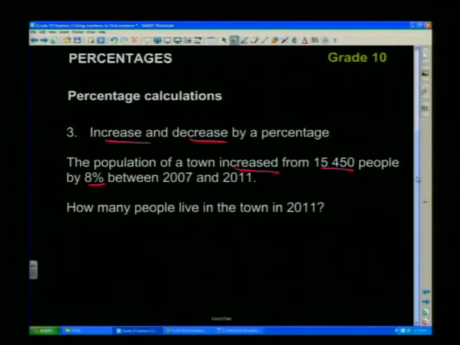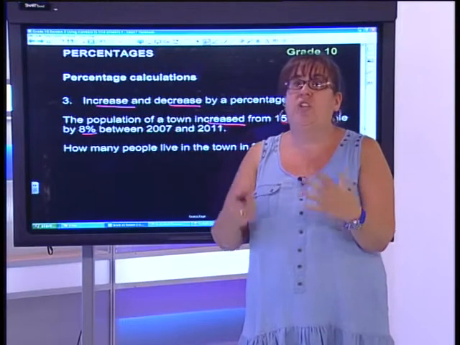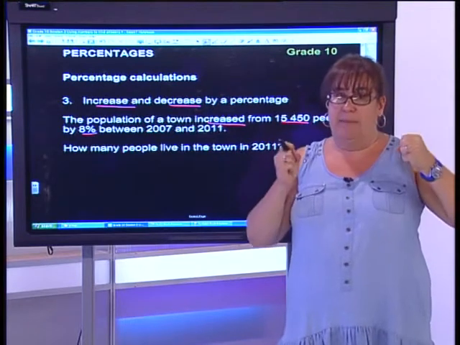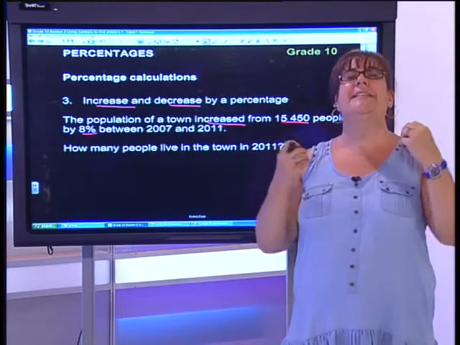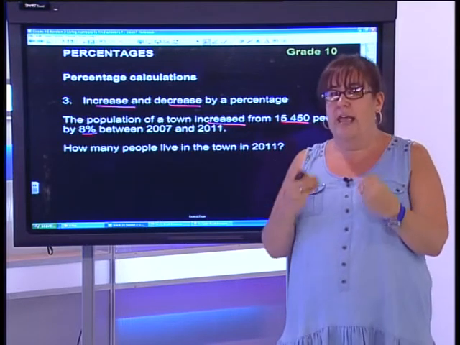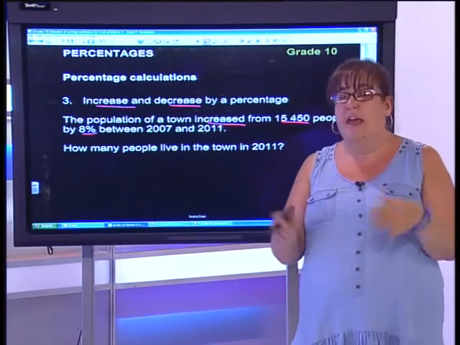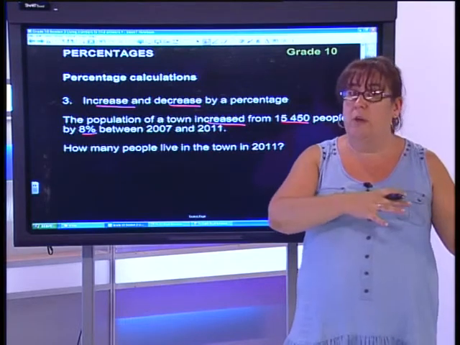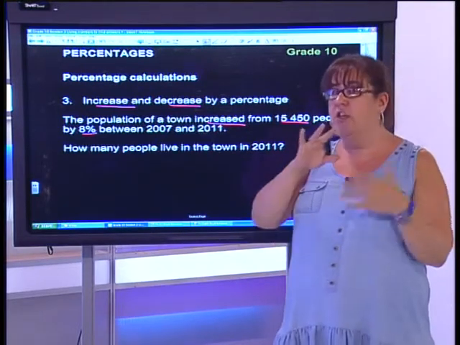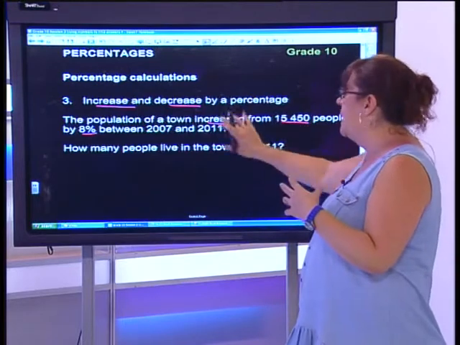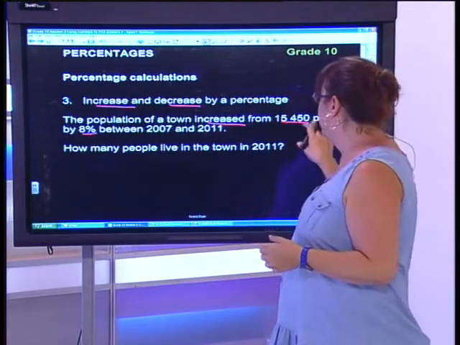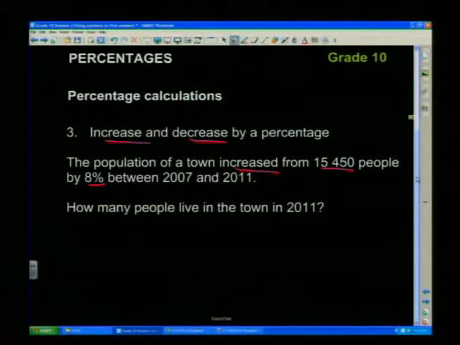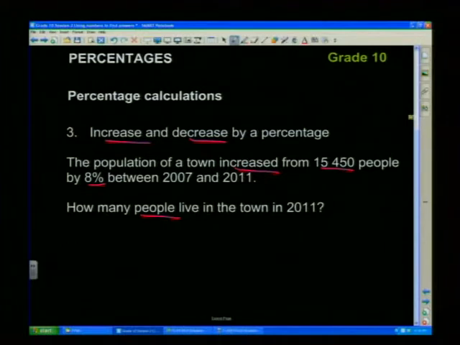Now guys, you'll see when I'm going through the notes that I'm underlining numbers. It's really important that you pick out the numbers. If you underline or highlight them, it makes it easier to see what they're actually asking, and then you can go back and read. Get into the habit of rereading the question to check that you've answered it correctly. So I've got my numbers standing out: increased, 15,450, and how much it's being increased. Now what is the question? It says, how many people live in the town in 2011?